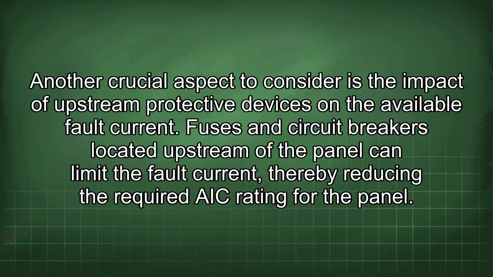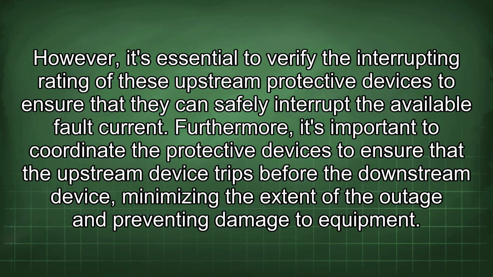Another crucial aspect to consider is the impact of upstream protective devices on the available fault current. Fuses and circuit breakers located upstream of the panel can limit the fault current, thereby reducing the required AIC rating for the panel. However, it's essential to verify the interrupting rating of these upstream protective devices to ensure that they can safely interrupt the available fault current.